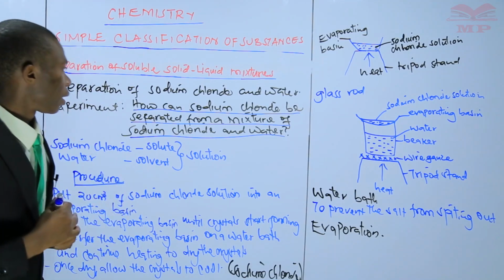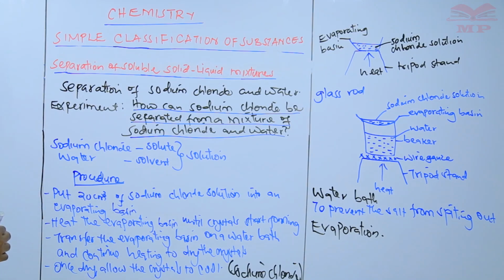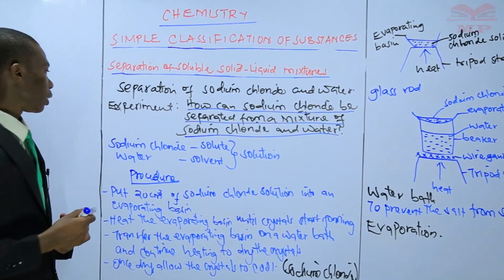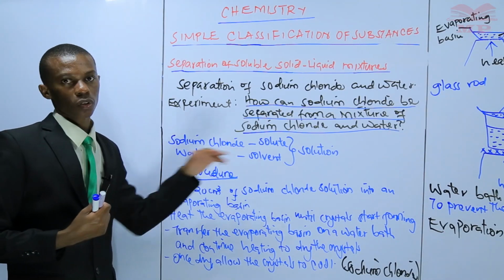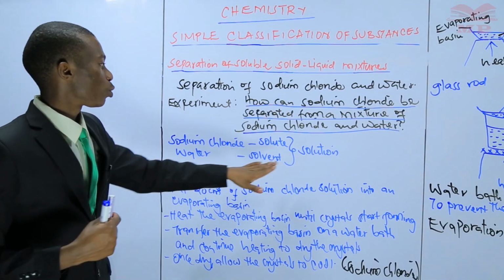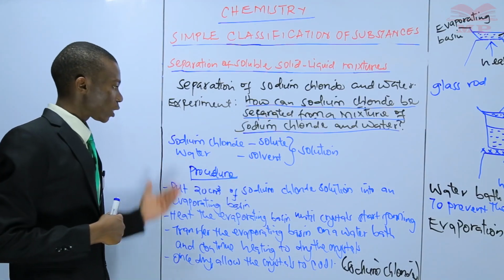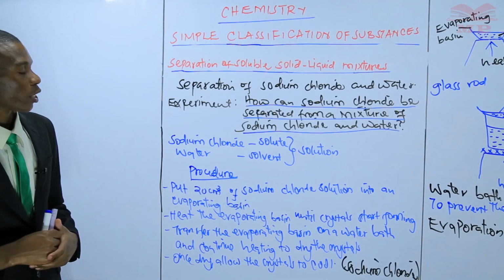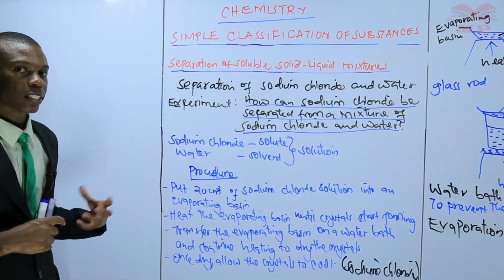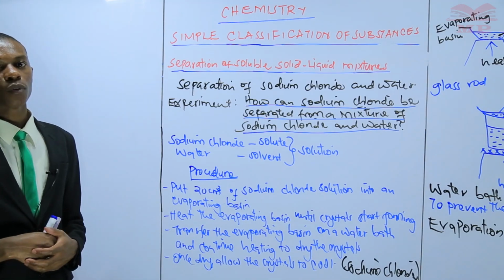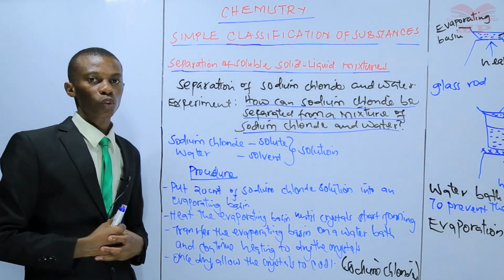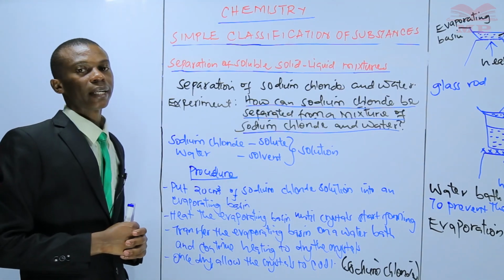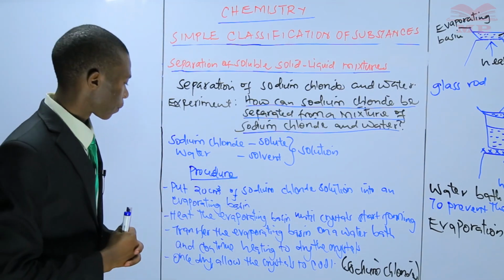It is that simple. Maybe let's go through it again so that you understand it better. We are saying that sodium chloride is a solute, water is the solvent, and the mixture of these two is a solution. And this is the procedure you are going through in the course of your experiment. Suppose you are given 20 centimeters cubed of sodium chloride solution. Put this sodium chloride solution in an evaporating basin.